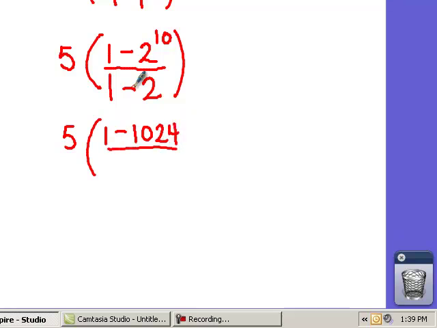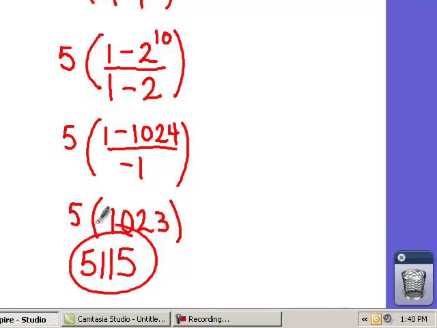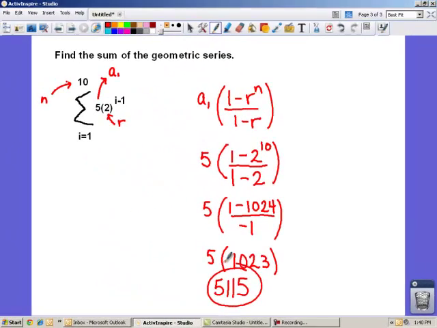And of course on bottom we can start with that. We have 1 minus 2, that's negative 1. And now we can keep going. We have 1 minus 1024, which is negative 1023. And if we divide that by negative 1, it actually is a positive 1023. And the last thing you have to do is multiply it by 5. So the answer ends up being 5,115. And so the sum of this entire thing using the shortcut method is 5,115.